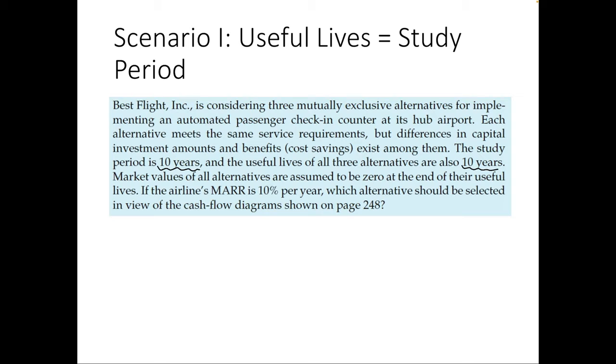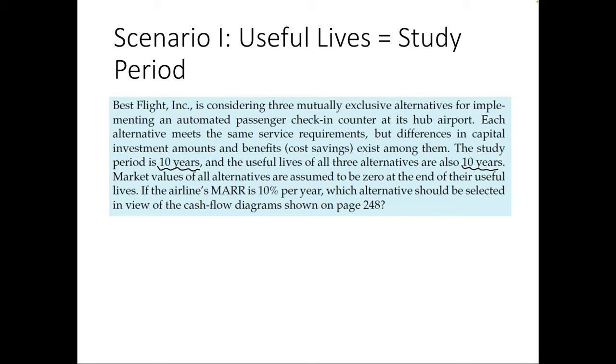So here is the example of useful lives equal to the study period. Here we have Best Flight Incorporation. It is considering 3 mutually exclusive alternatives for implementing an automated passenger check-in counter at its hub airport. So check-in counters might have different efficiency. Some counters may be working faster than the others, right? And they may also cost different prices. So each alternative meets the same service requirements. They reach the same goal.